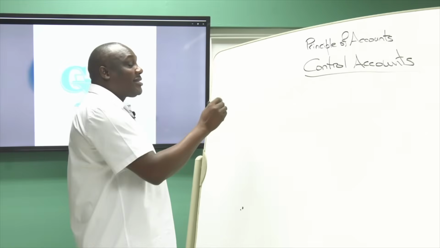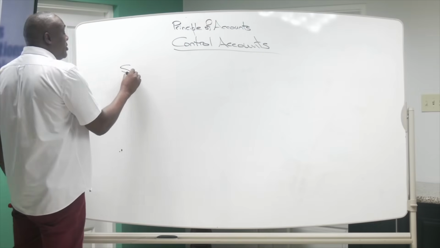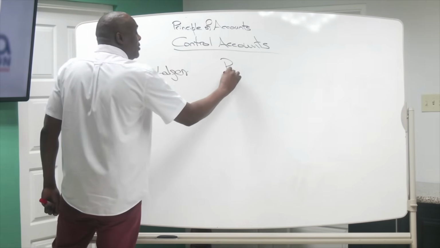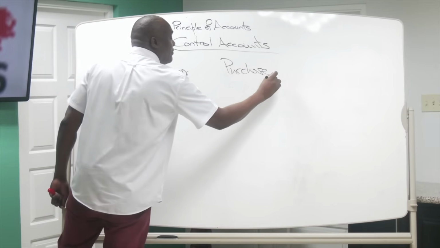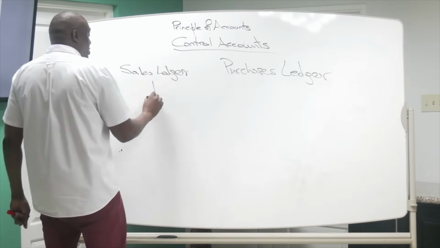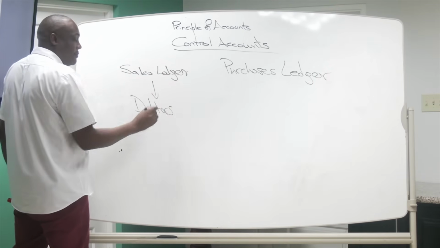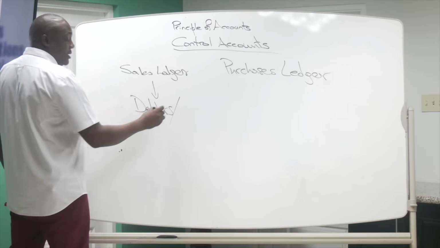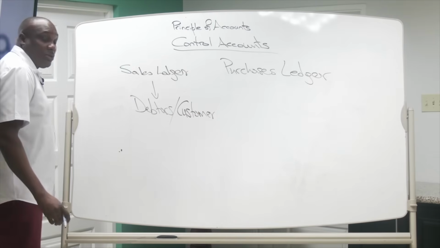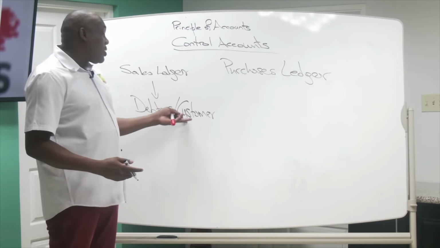Again, students, we have three types of ledgers, but the two ledgers that we will be focusing on are the sales ledger and the purchases ledger. Now, for the sales ledger, again, we record debtors. Another name for debtors is your customers. Really and truly, customers are who you sell goods to on credit. You understand me? So hence, it's either called debtors or customers.